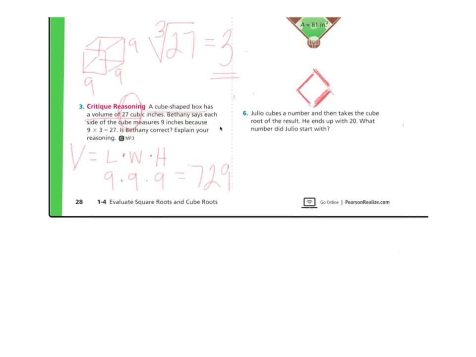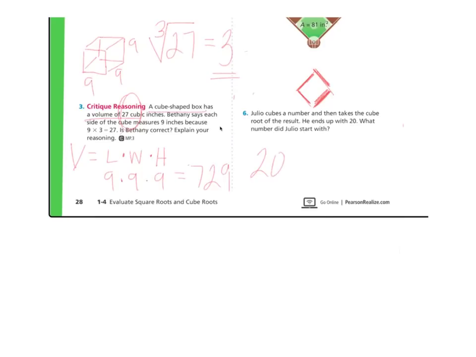Okay, last one. Julio cubes a number and then takes the cube root of the result. He ends up with 20. What number did he start with? So in other words, Julio cubes a number, so he takes some random number and multiplies it by itself 3 times. Then he takes the cube root of that, and he ends up with 20. What number did he start with? This is like a trick question, guys.